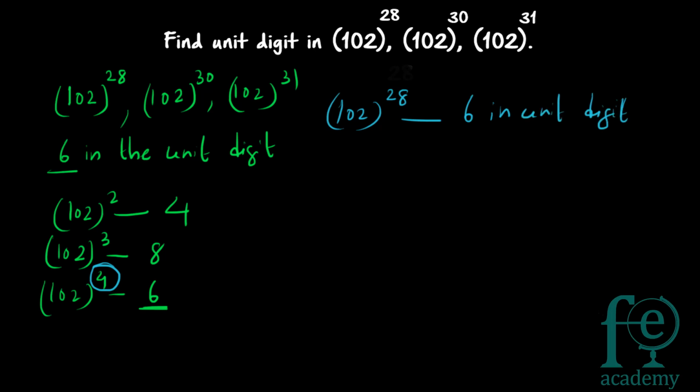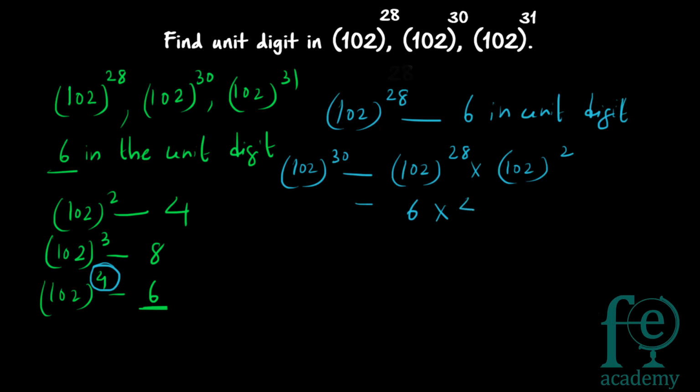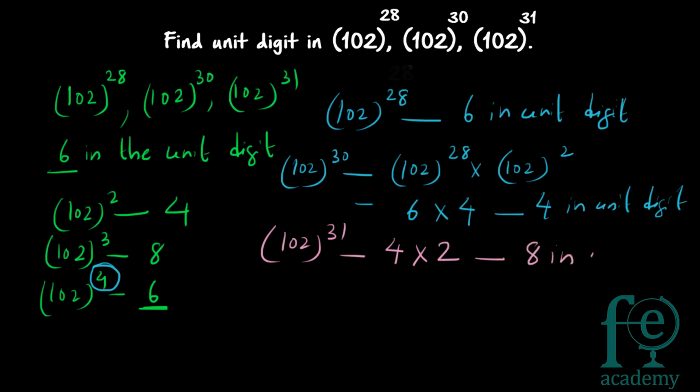Then what about the next one? 102 raised to 30 will be 102 raised to 28 into 102 square. 102 raised to 28 already gives you 6 in the unit digit, and 102 square gives you 4 in the unit digit, since 2 square is equal to 4. So you will get 4 in the unit digit for 102 raised to 30. Then what about 102 raised to 31? You have 102 raised to 30, which already has 4 in the unit digit. So 4 into 2 is 8, and you will finally have 8 in the unit digit for 102 raised to 31.